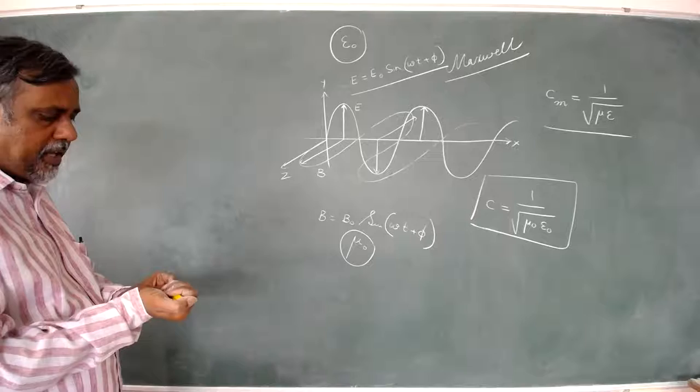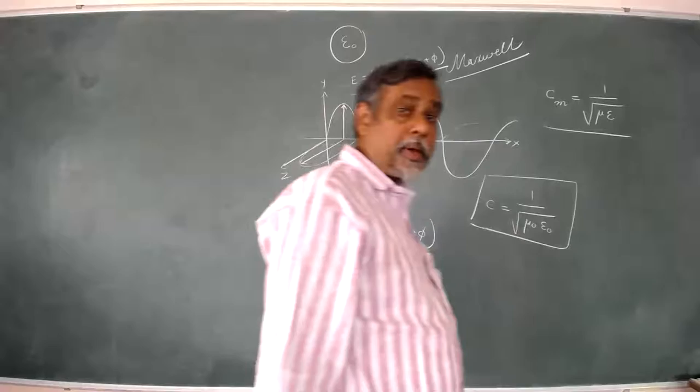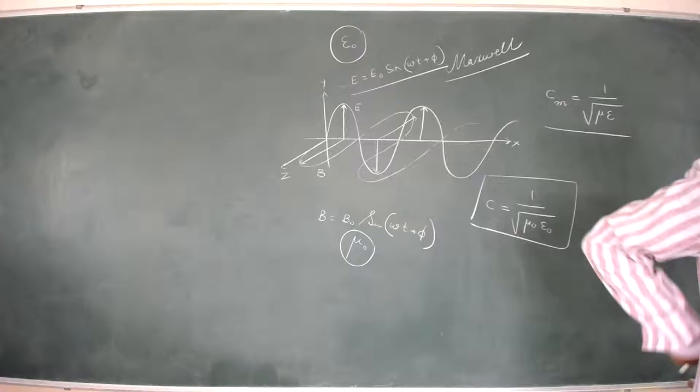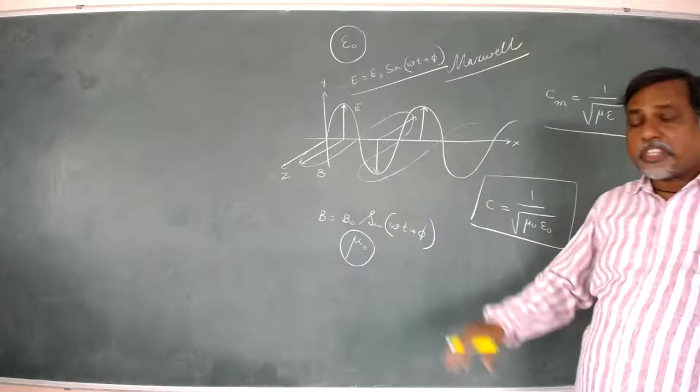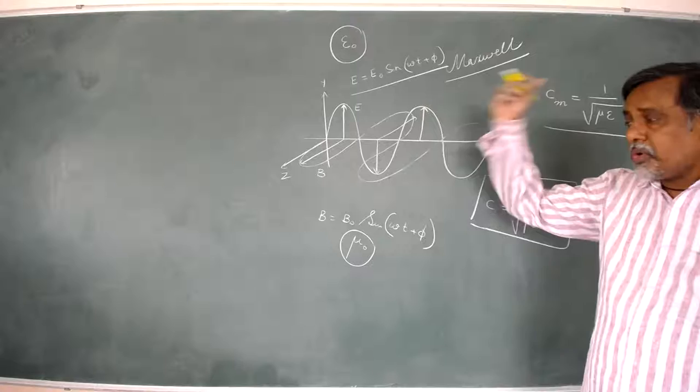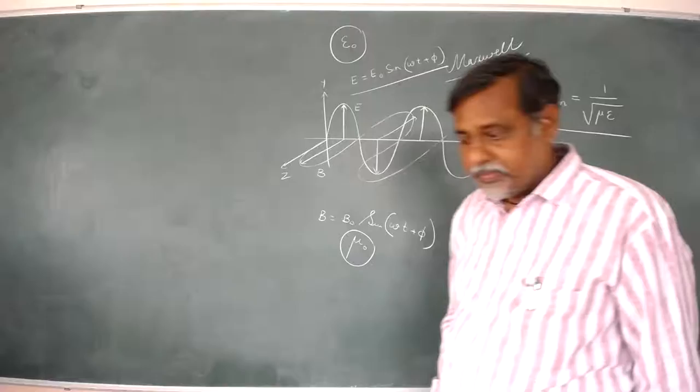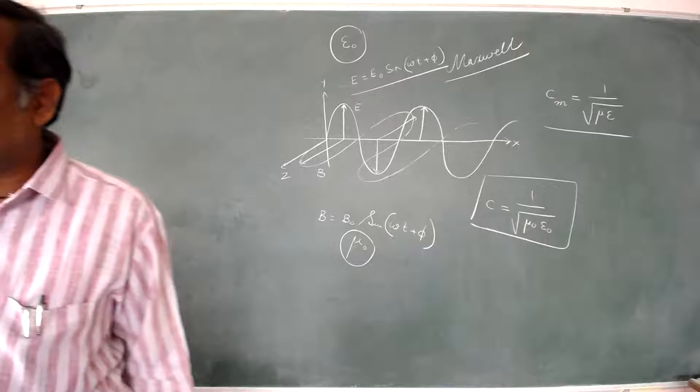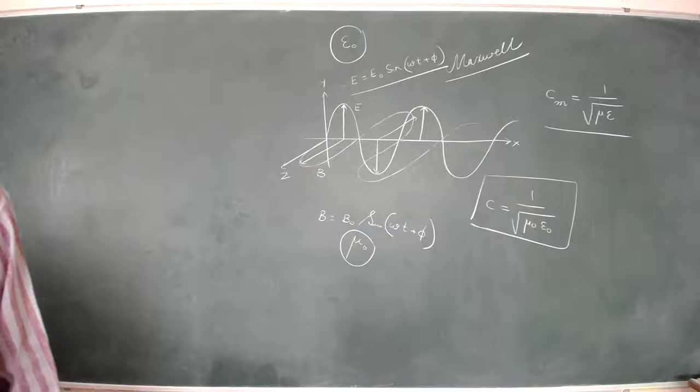Now we have to get back to our primary observation. At the beginning of the chapter, I told you one thing. What is that? Sense of vision. Now if the light waves are electromagnetic waves in which the electric field vector is oscillating and the magnetic field vector is also oscillating, in these two fields, that is the electric field and the magnetic field, which field is responsible for the sense of vision? The electric field is responsible for the sense of vision.